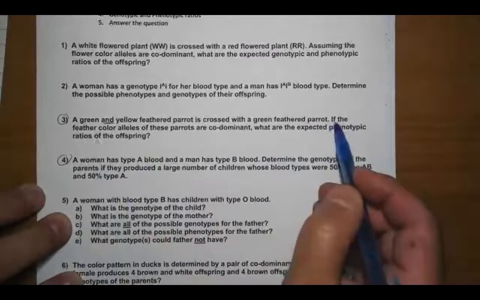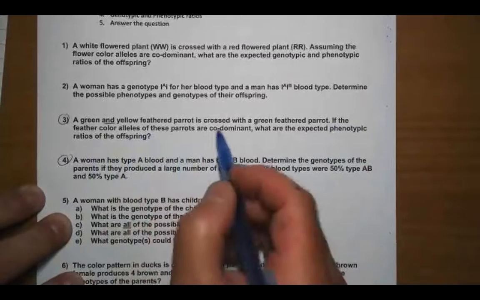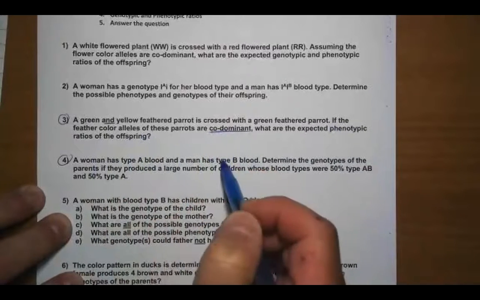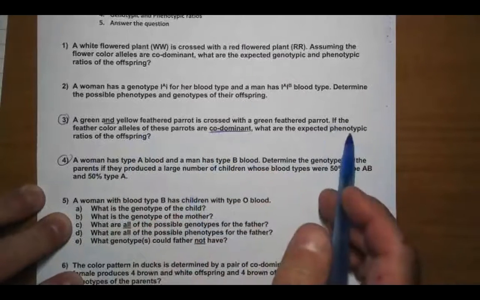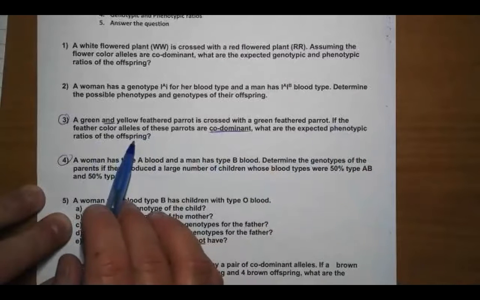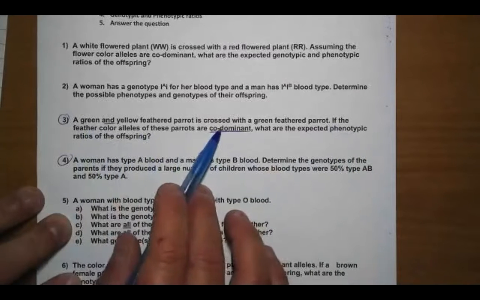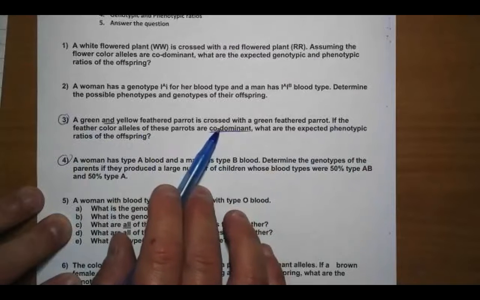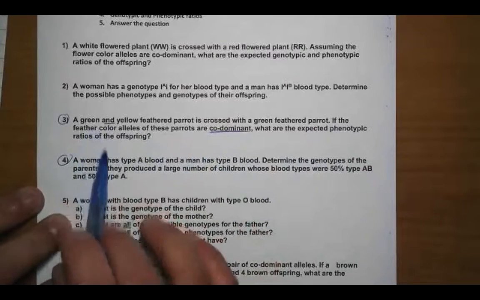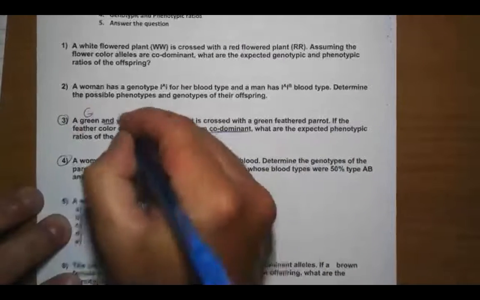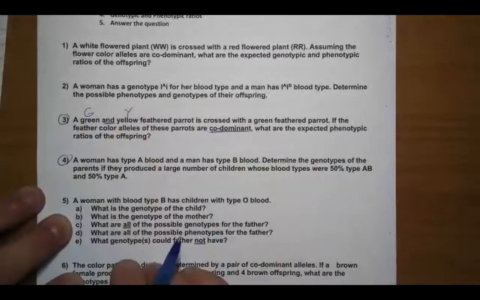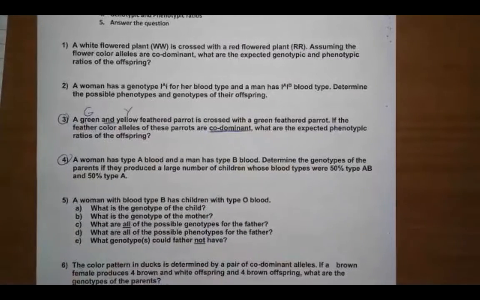The second sentence says, if the feathered color alleles for these parrots are codominant, so that has been confirmed, it is codominant. What are the expected phenotypic ratios of the offspring? Okay, so I go back to this. I know they're codominant, so I'm going to have 2 different capital letters. So what am I going to choose? Let's just make it easy. Capital G for green, capital Y for yellow. Easy.